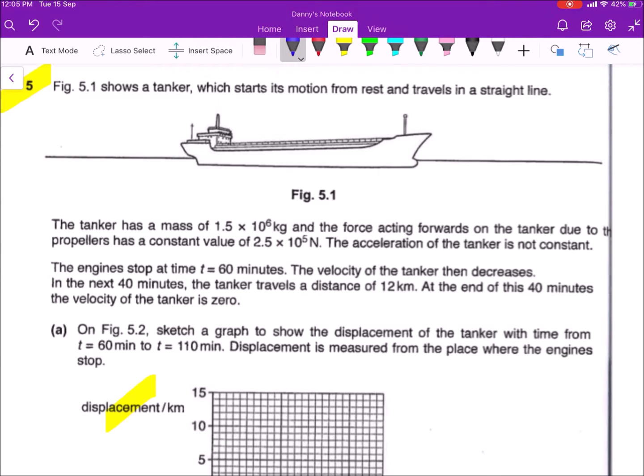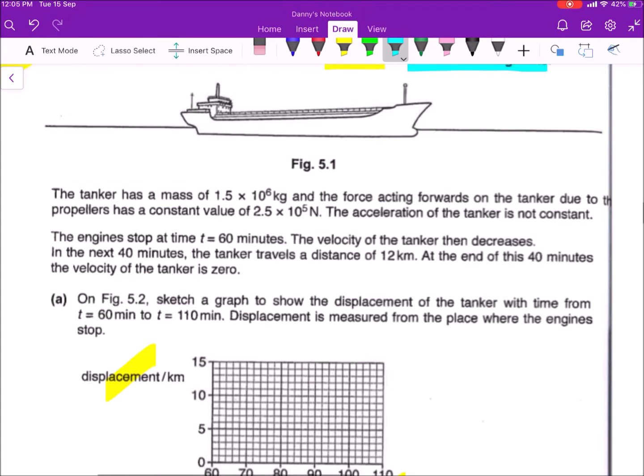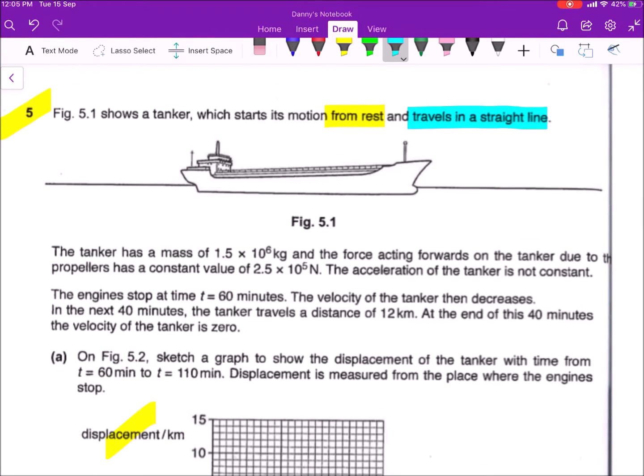So here we have a tanker, and they actually tell you that it moves from rest and that it is traveling in a straight line. So it limits the dimension of our motion if it is just forward, backward. Okay, so it makes it easier. The mass is given, so my habit is that once the mass is given, it will be easier for me to extract data if I write down the numbers in the diagram. So I write over here.